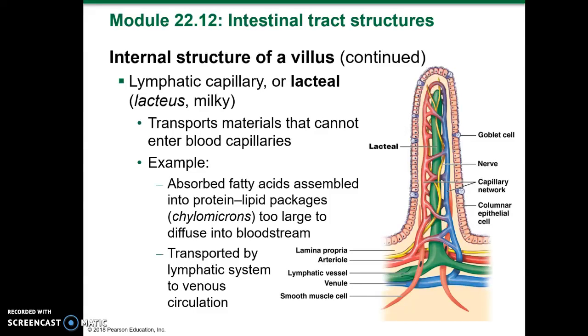A lymphatic capillary, also called a lacteal, transports materials that cannot enter the blood capillaries. Some examples: absorbed fatty acids assembled into protein-lipid packages, or chylomicrons, that are too large to diffuse into the bloodstream. They're transported by the lymphatic system to venous circulation.